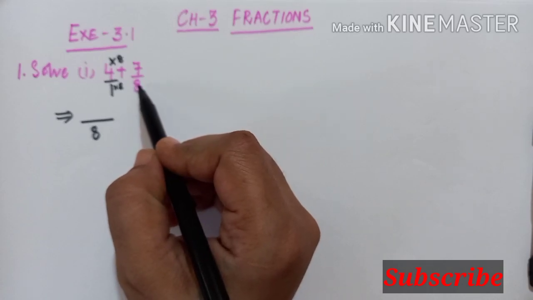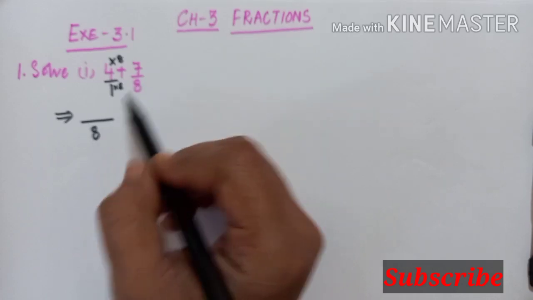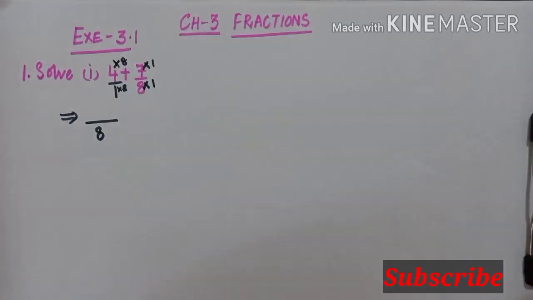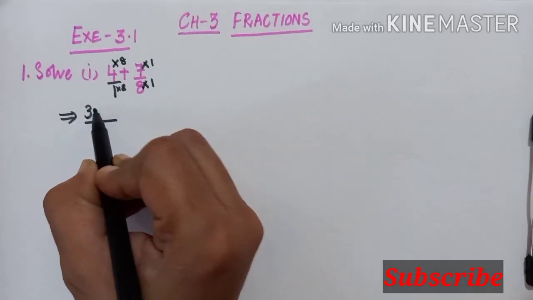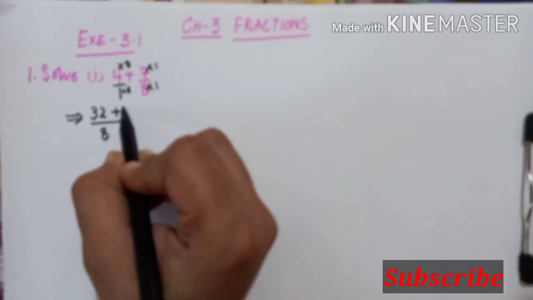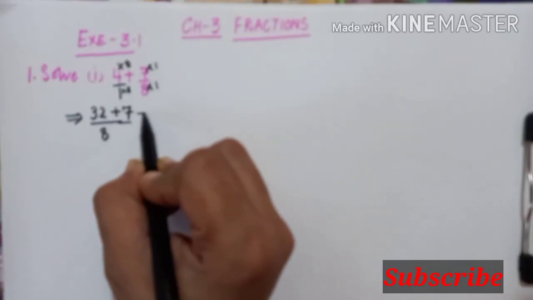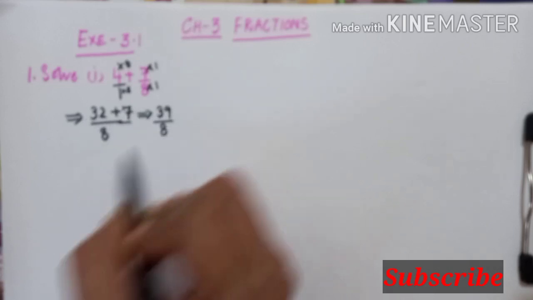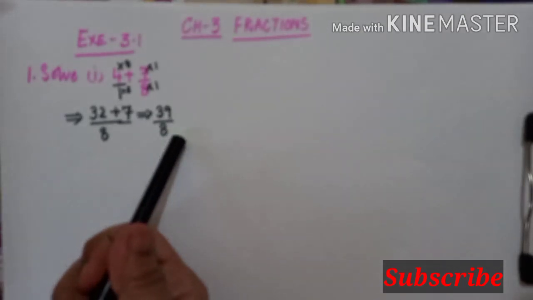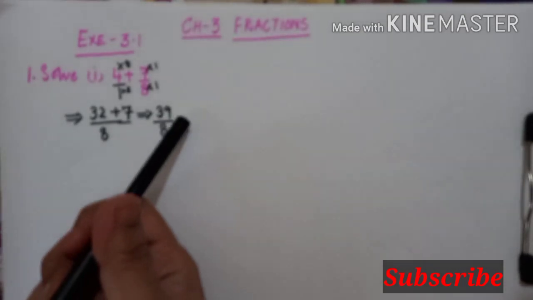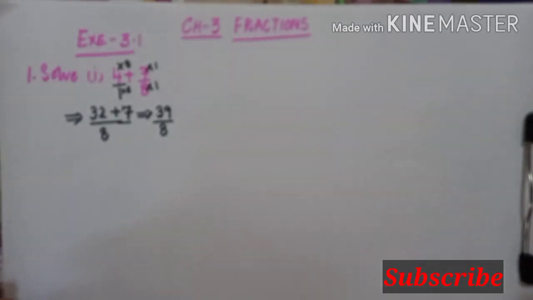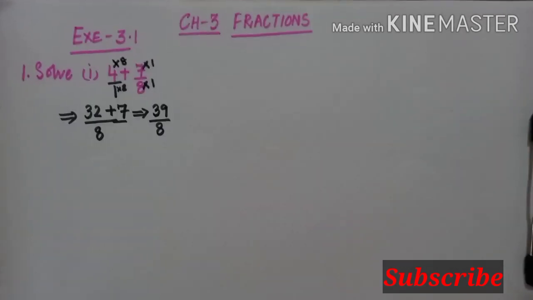Now the next one is 8 into what will give you 8? 8 ones are 8. So 4 eights will be 32 plus 7 ones are 7. So 32 plus 7 will be 39 divided by 8. Further, if you can simplify, you have to cancel using any table if it is getting cancelled. Otherwise, just keep it as it is. Okay, so now the next one.